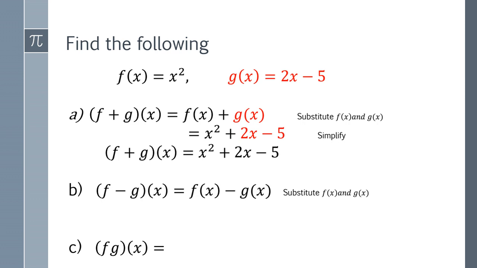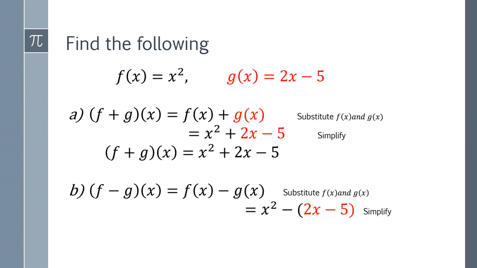So again, rewrite this as f of x minus g of x and substitute each one. So we have f of x is x squared minus g of x. And if you noticed again, I put up parentheses because I have two terms that are being subtracted. So before I simplify, I need to distribute that sign. So a negative times a 2x is a minus 2x. A negative times a negative 5 is a positive 5.